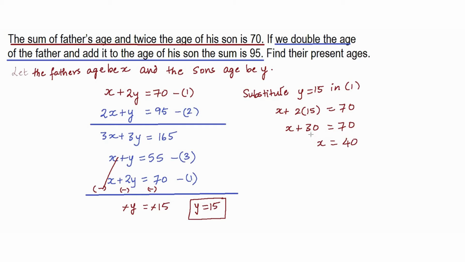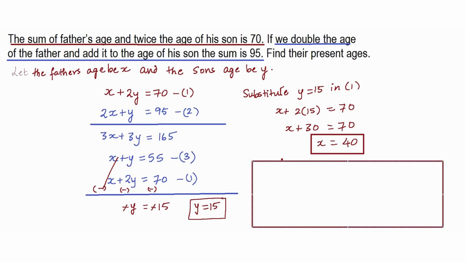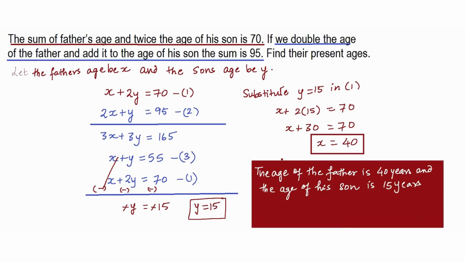So what this means is the father's age was x. So in the statement form, I will write the answer as follows. The age of the father is 40 years and the age of his son is 15 years.